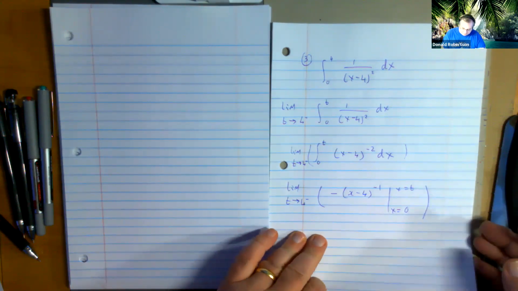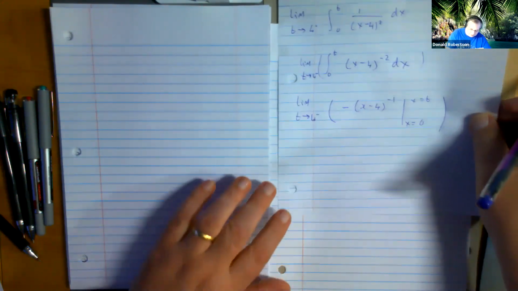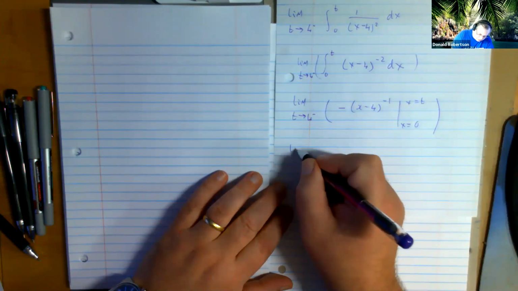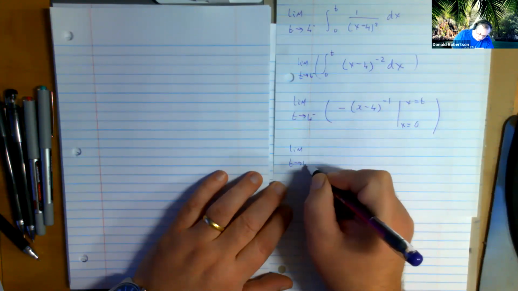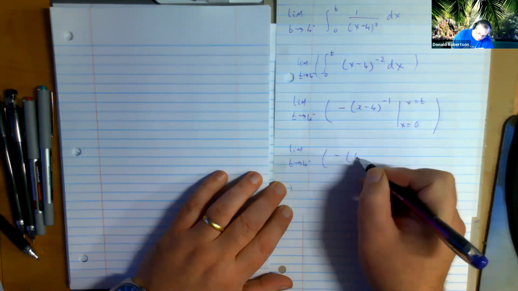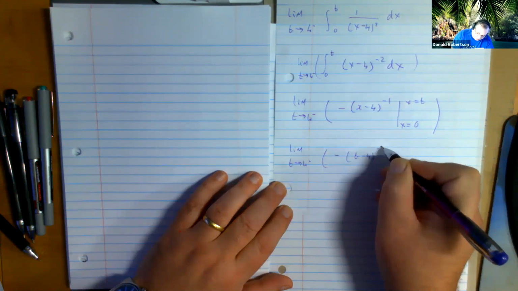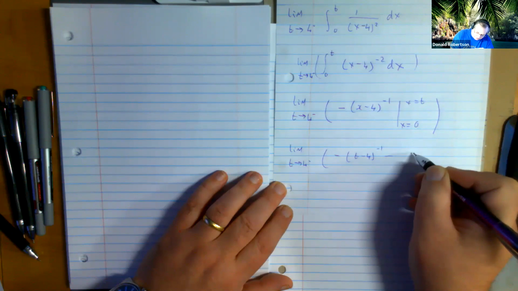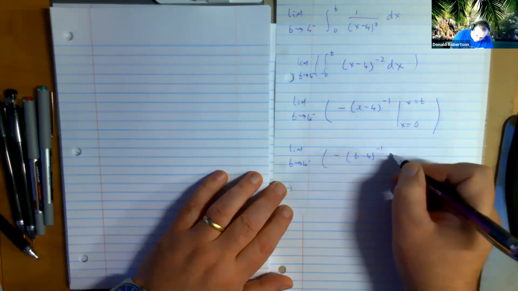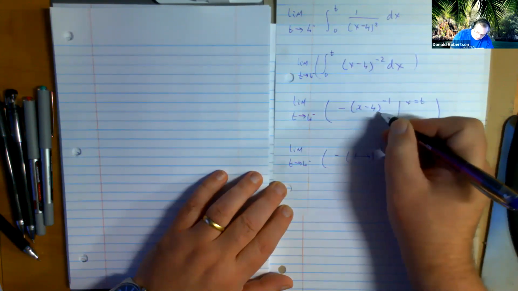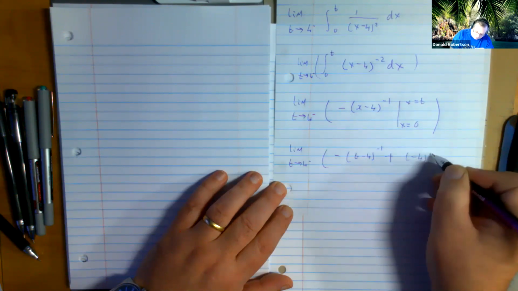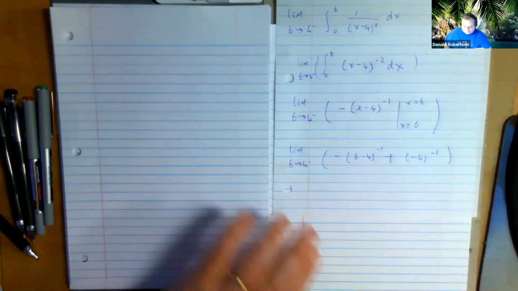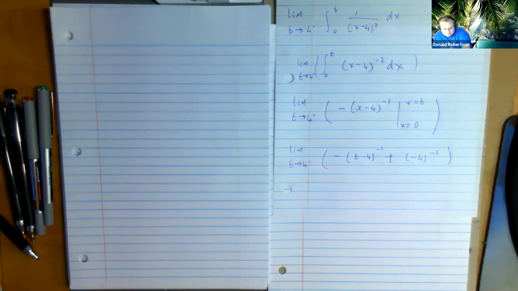Now, when I substitute in the boundaries for x, let's see what we get. Negative t take away 4 to the power of negative 1, subtract a negative, so I guess you add it. Negative 4 to the power of negative 1. Now, if you did that, can you see how ugly that is and how difficult it is to figure out what the things are?